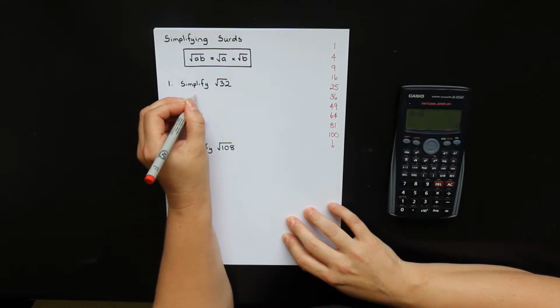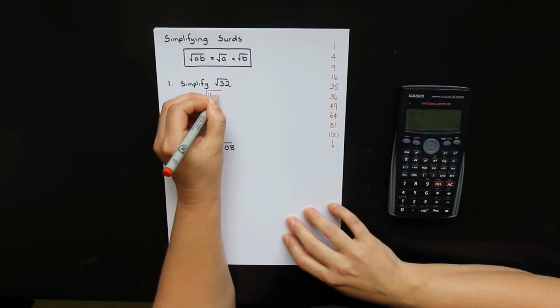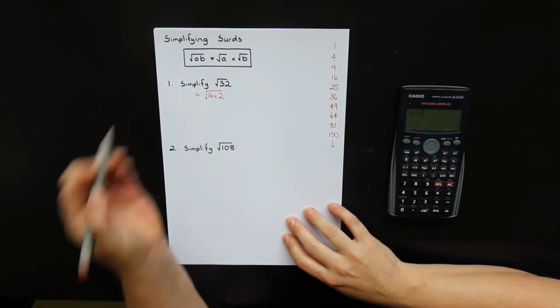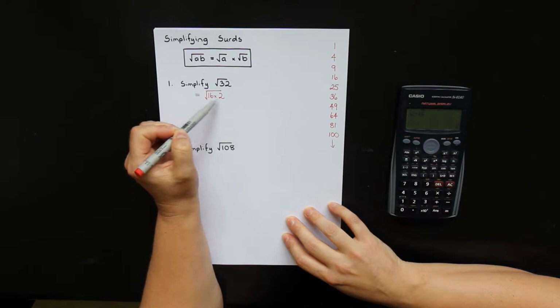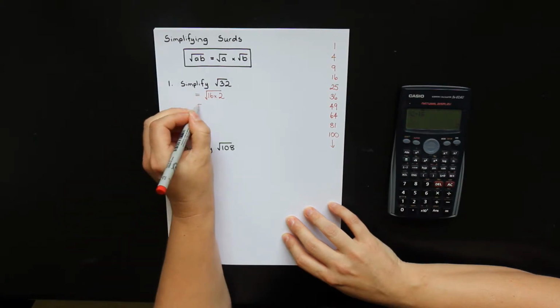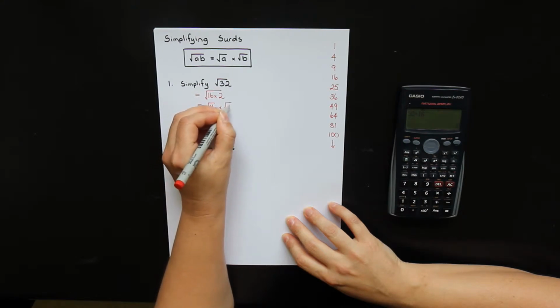So 32 is the same as 16 times by 2. Now, using this rule up here, I can change that from being one surd into two separate surds. Square root of 16 times the square root of 2.